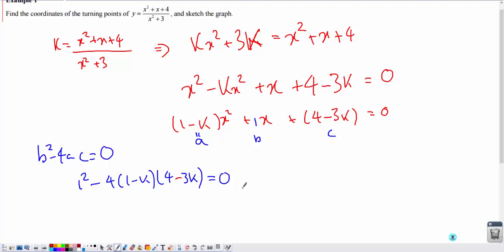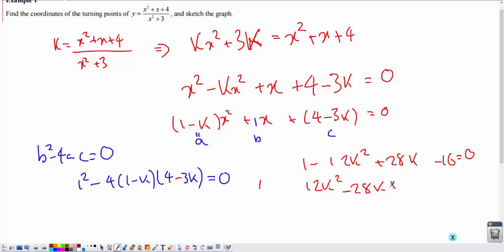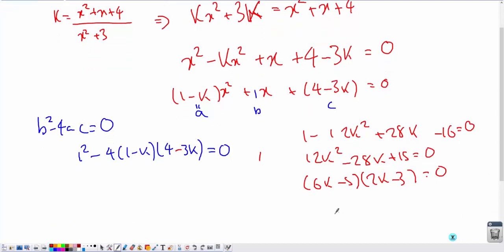And then this thing, you expand it and you solve it. I will put the working out here. So that gives you 1 minus 12. If you expand this, it was 1 minus 12k squared plus 28k minus 16 equals 0. And this gives you 12k squared minus 28k plus 15 equals 0. This factorizes to 6k minus 5, 2k minus 3 equals 0. And this gives me two values of k: k is equal to 5 over 6, or k is equal to 3 over 2.